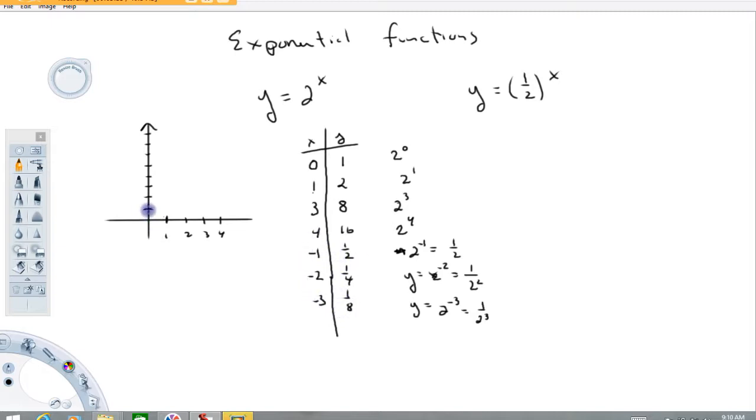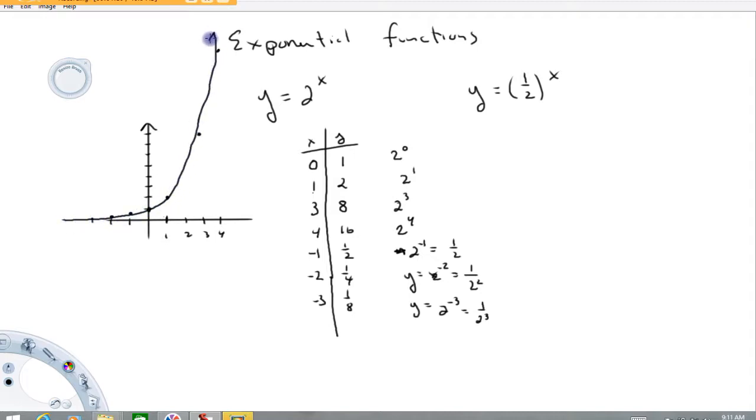I'm going to go ahead and just plot some of these points. So 0, 1, 1, 2, get them about where they go. 3, 8, I think 8's up here. I can't get that other one. 4, 16 is, I don't know, I guess I can put that there. Negative 1, 1/2 is 1 to the left, halfway between 0 and 1. Negative 2, 1/4 is just above the axis, barely at all. Negative 3, just barely above the axis, and there's enough here to sketch my graph, looking something like this.